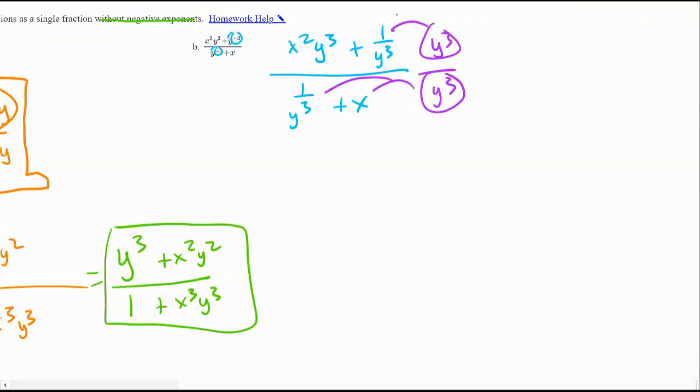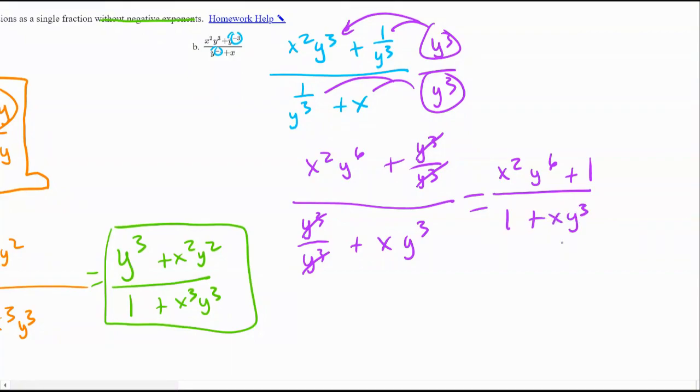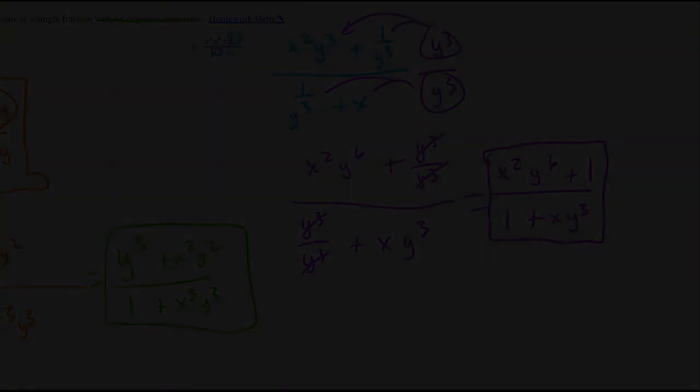Multiply that by each piece here, which gives me x squared y to the power of 6 plus y cubed over y cubed over y cubed plus xy cubed. These cancel, these cancel. Final answer is x squared y to the power of 6 plus 1 over 1 plus xy cubed.